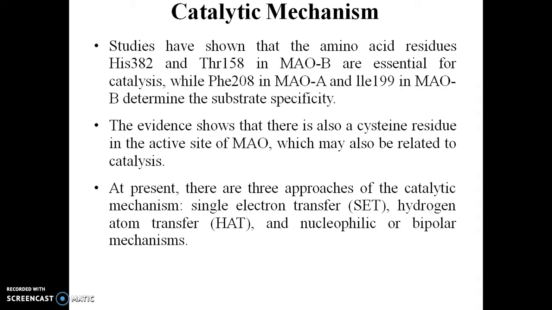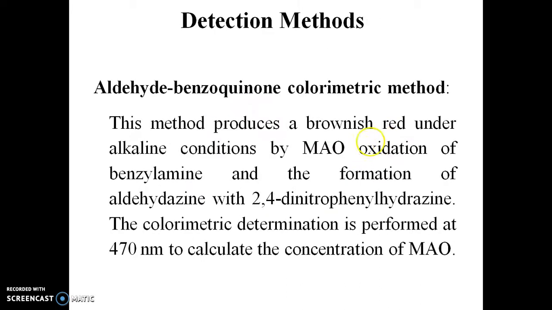So during that period, some reactions proceed with a single electron transfer mechanism, some with a hydrogen atom transfer mechanism, and some with a highly nucleophilic or bipolar mechanism. So these are the catalytic mechanisms. In the next slide, we will see how we are going to detect the monoamine oxidase concentration in the blood or in the body.